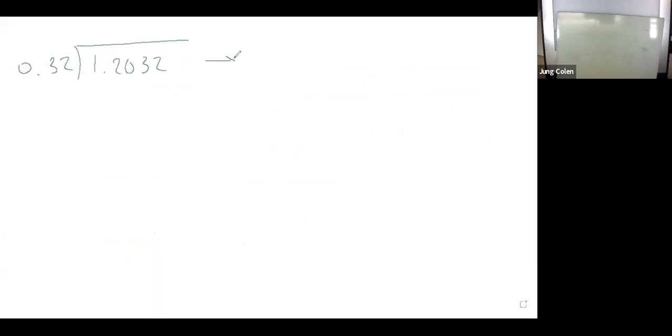Okay, so what's the first step? You can move the decimals. By how much? You want to multiply? You go 10 to the second. Yeah, which is 100, right? So you're going to do the same thing. Okay, so we have 120.32 divided by 32.